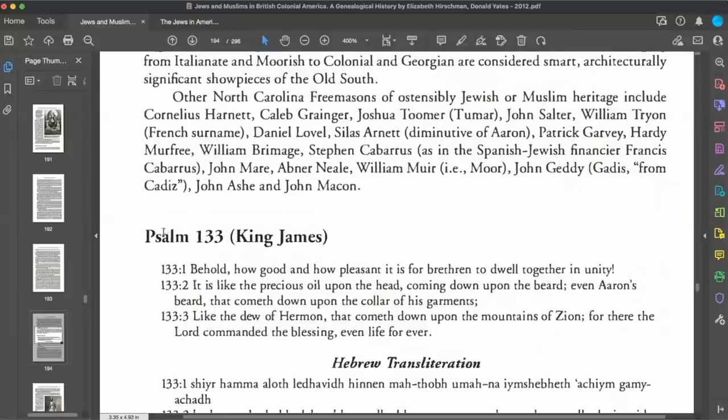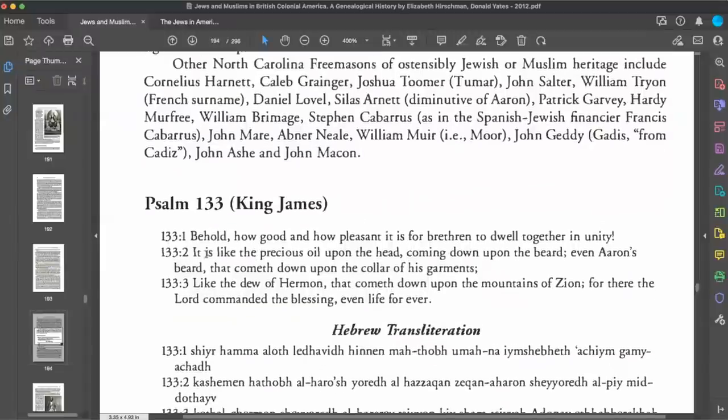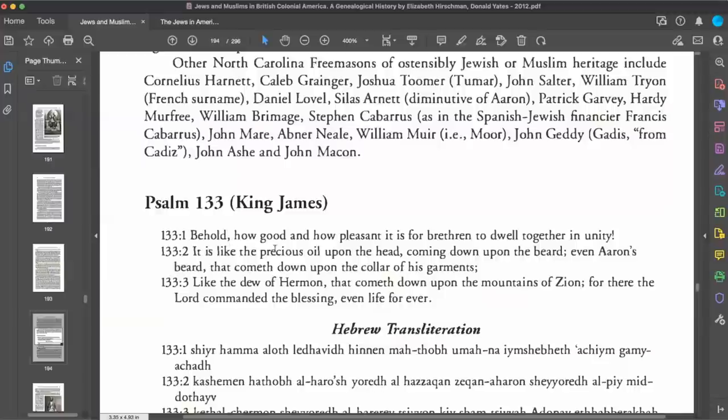And it continues, it says here, Psalm 133. This is the King James Version, right? It says 133:1, behold how good and how pleasant it is for brethren to dwell together in unity. It is like the precious oil upon the head, coming down upon the beard, even Aaron's beard that cometh down upon the collar of his garments, like the dew of Hermon that cometh down upon the mountains of Zion.